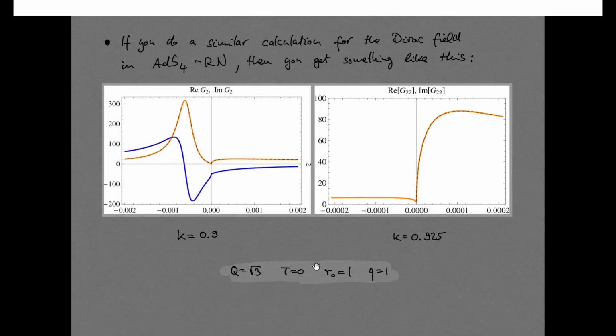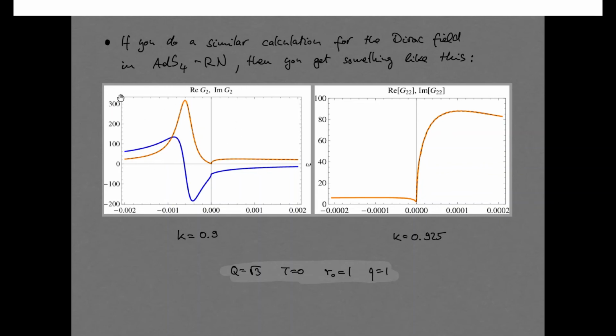The temperature is 0, so it's an extremal planar black hole. And I set the horizon to be at r equal 1. And the Dirac field has a charge which is equal to 1. So with these units, k equal 0.9 is the wave vector, and you plot the Green's function. Blue is the real part, and orange is the imaginary part of the a component of the Green's function. On the horizontal axis you have the frequency, and the vertical axis is the boundary Green's function. What you see is a giant peak.